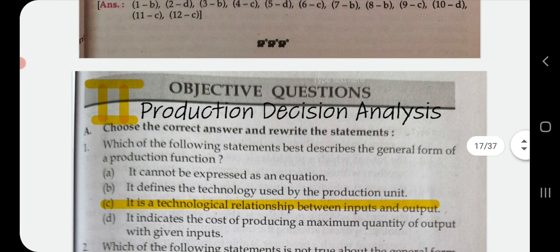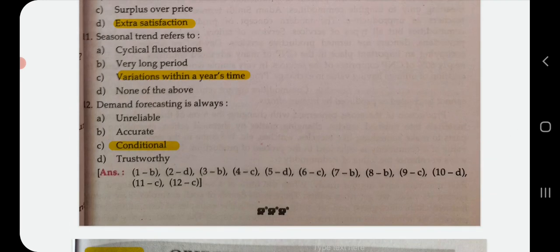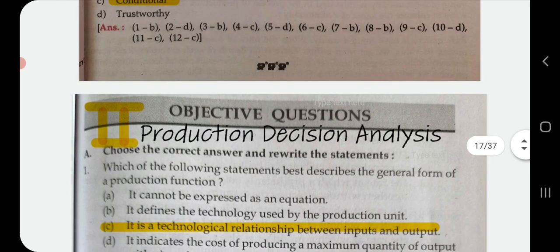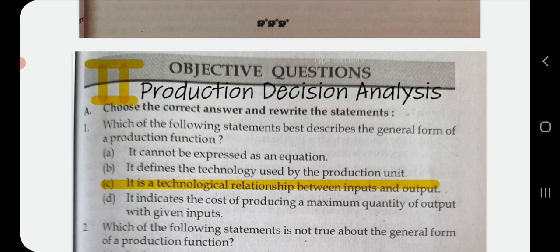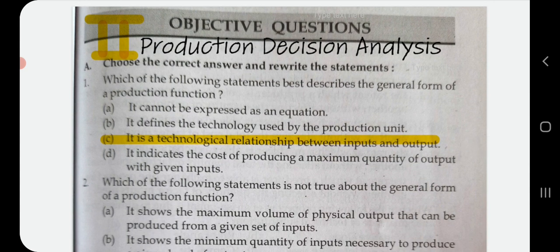Okay students, these are the different questions on the second module, demand analysis. Now we will discuss the multiple choice questions and their answers of the third module, and that is production decision analysis. So in that first question is which of the following statement best describe the general form of production function? And the answer is C. It is a technological relationship between input and output.